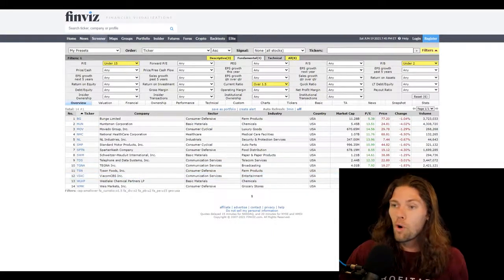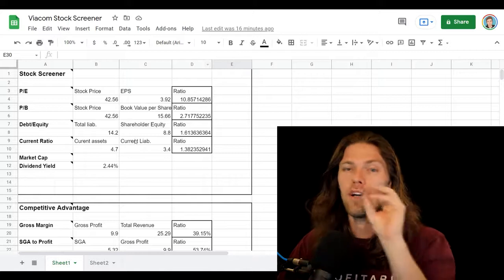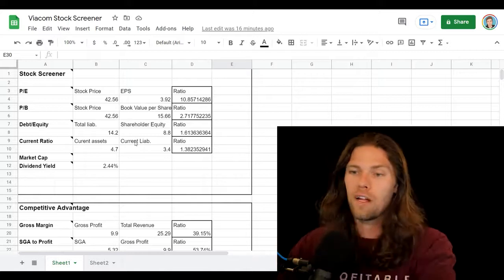So I went ahead and put all of the data from Viacom onto this spreadsheet. I pulled all the data, put it on this spreadsheet.